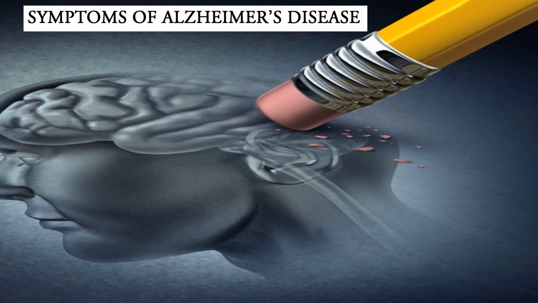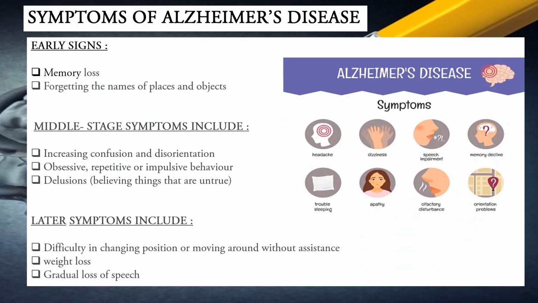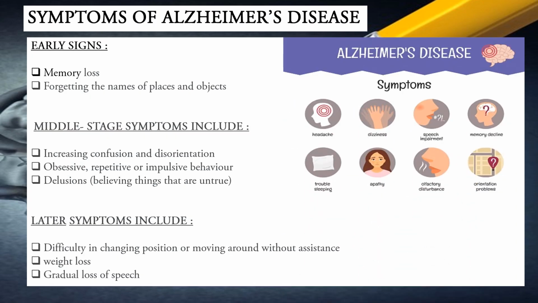Now we are going to see the symptoms of Alzheimer's disease, and they are subdivided into three categories: early signs, middle stage symptoms and later symptoms. People with early signs will have memory loss and forgetting problems. That is, they will forget the places they usually visit. And people in the middle stage will face increasing confusion and disorientation problems.